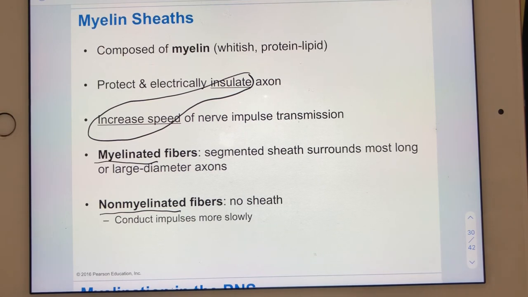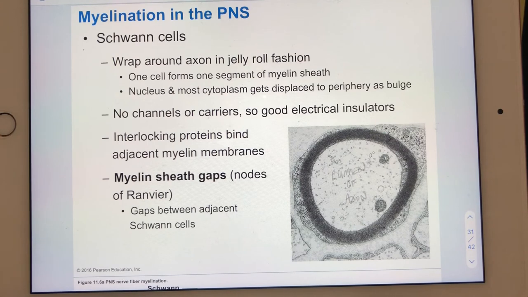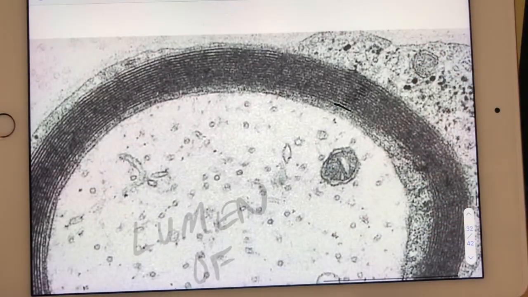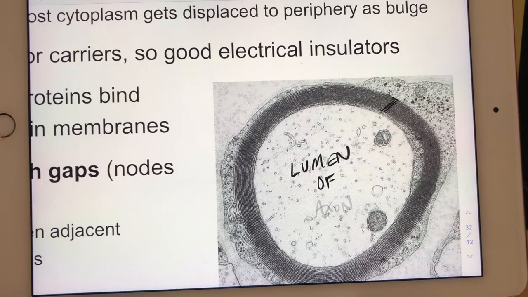All right, who provides myelination in the peripheral nervous system? I'm on slide 32. Schwann cells. And Schwann cells wrap around neurons over and over and over again. You can probably see, I'm going to see if I can... we probably need a teenier, tinier font here. Can you kind of make out those lines? This is actually one Schwann cell wrapped around a neuron. Here's the lumen of that neuron's axon, wrapped over and over and over again.